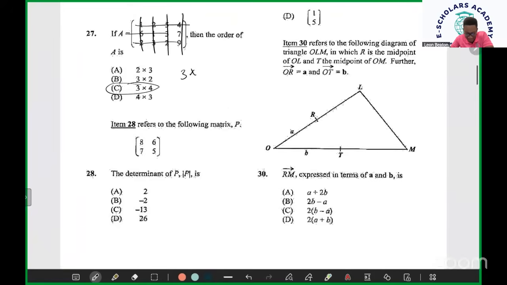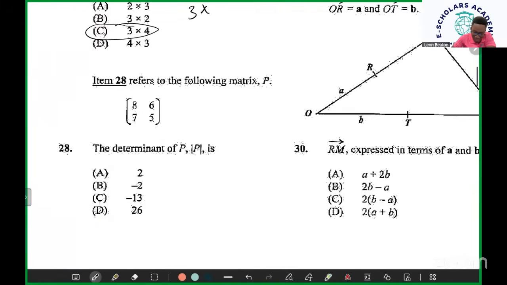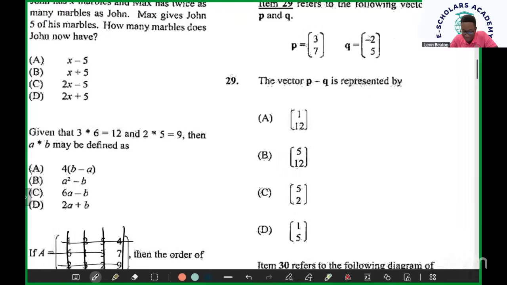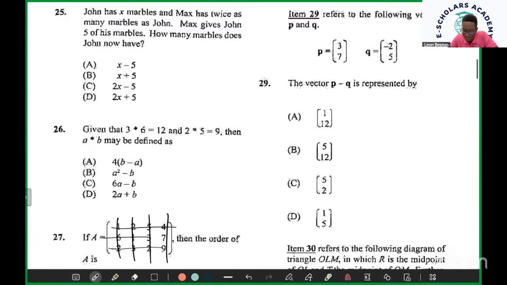The determinant of P would be 8 fives 40, 7 times 6 is 42. This is a -2. So we're rolling quick, picking up the pace, because we have to finish this. P minus Q would be 3 minus -2, 7 minus 5. So 3 plus 2 is 5, 7 minus 5 is 2. So that is C.